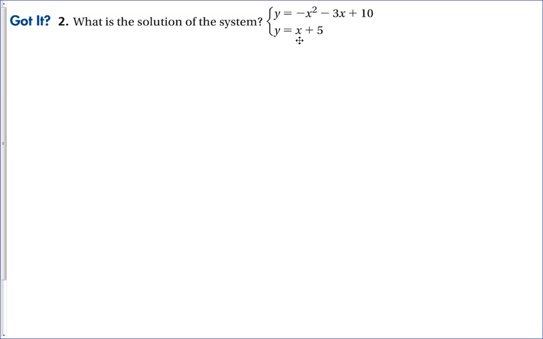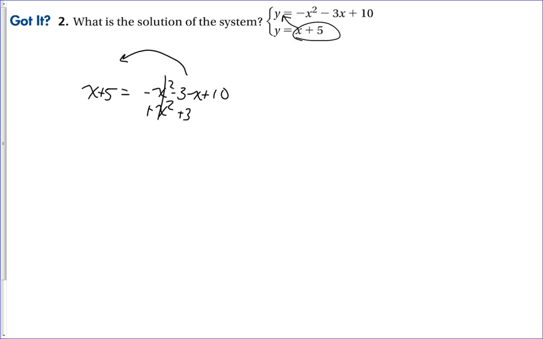Again, let's use substitution. So we know that y equals x plus 5. So let's plug the x plus 5 in for y. So x plus 5 equals -x squared minus 3x plus 10. Let's move all of this over to here. So we're going to add the x squared, add the 3x, and subtract the 10. We have no other x squared to add to, so it's just x squared. This becomes a plus 4x, and this becomes a minus 5 equals 0.